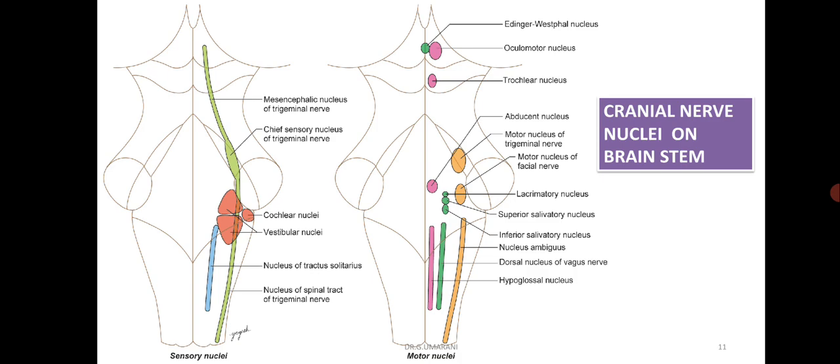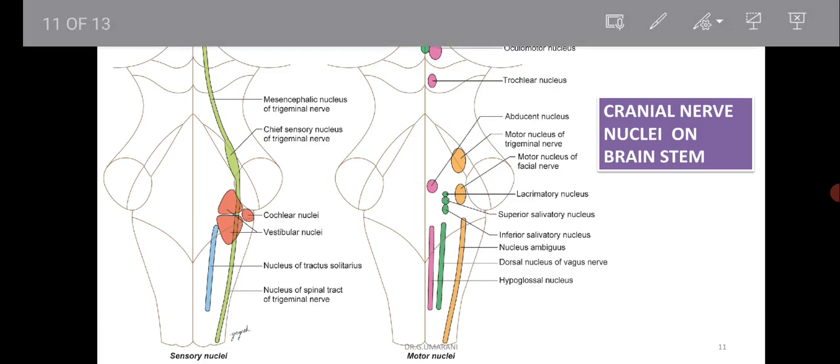These images show the cranial nerve nuclei in the brainstem. Out of 12 pairs of cranial nerves, except 1 and 2, all 10 pairs of cranial nerves arise from the brainstem. The first image shows the sensory nuclei present in the brainstem: the mesencephalic nucleus of the trigeminal nerve, chief sensory nucleus of the trigeminal nerve, cochlear nerve, vestibular nerve, nucleus of the tractus solitarius, and nucleus of the spinal tract of the trigeminal nerve.